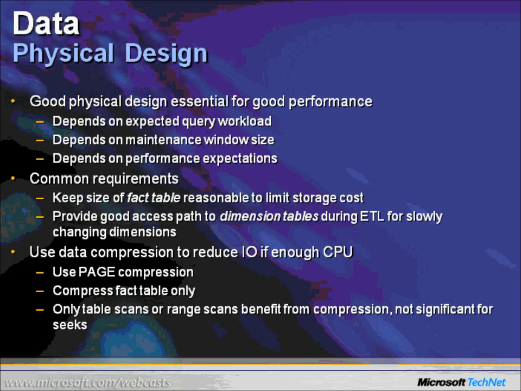We want to provide good access paths to dimension tables during ETL for slowly changing dimensions. So typically for the dimensions, you're going to want to have non-clustered indexes on the frequently filtered columns of those dimensions, and also have a clustered index on the natural key of the dimension table and a non-clustered index on the surrogate key of the dimension table.